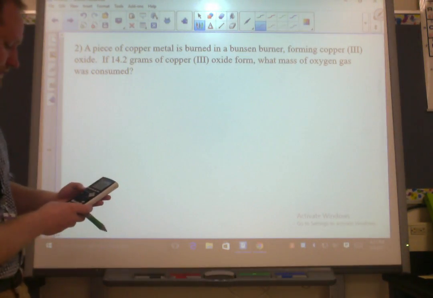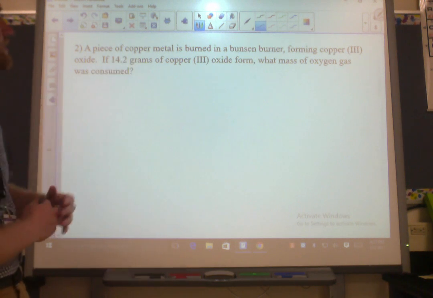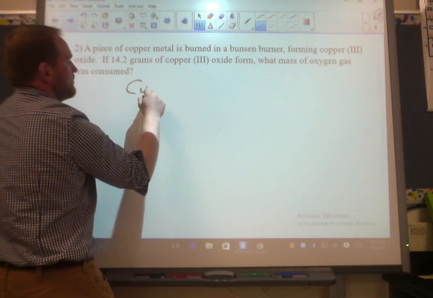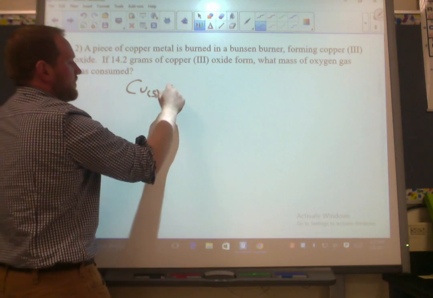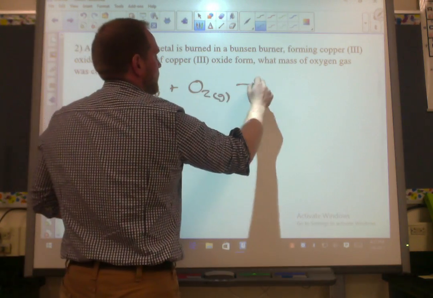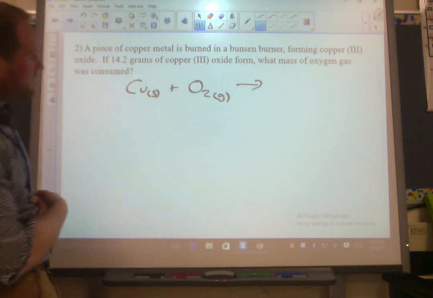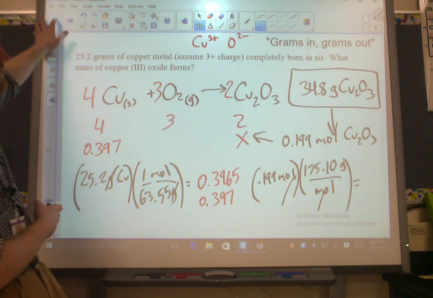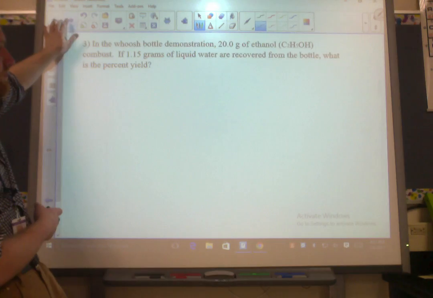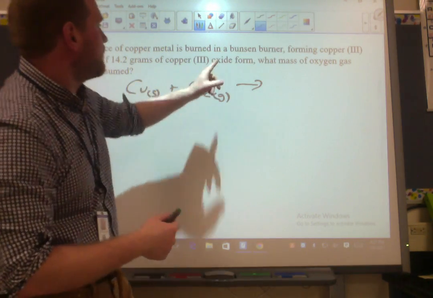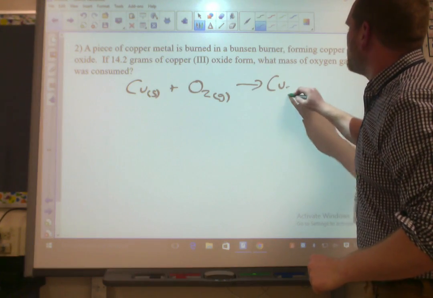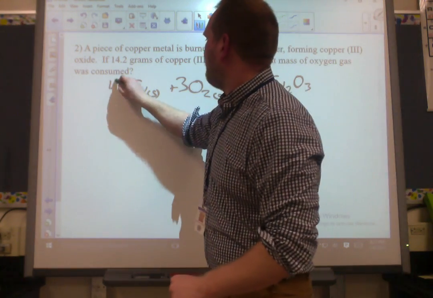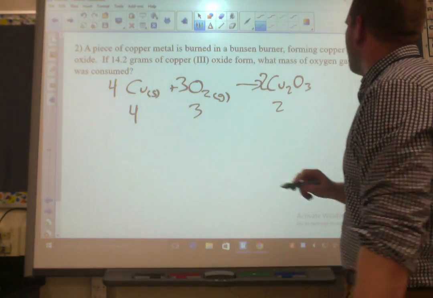All right, number 2. A piece of copper metal is burned in a Bunsen burner, forming copper 3 oxide. So let's write our formula first. Copper metal, Cu solid, burns in a Bunsen burner. That just means it burns in air, forming copper 3 oxide. Isn't that the same example I gave? Well, similar problem, but we'll still work it out. So it's going to form copper 3 oxide, so it's going to be Cu2O3. Let's balance it out. I need a 3 there, I need a 2 there, and I need a 4 here. So it's going to be a 4 to 3 to 2 mole ratio.